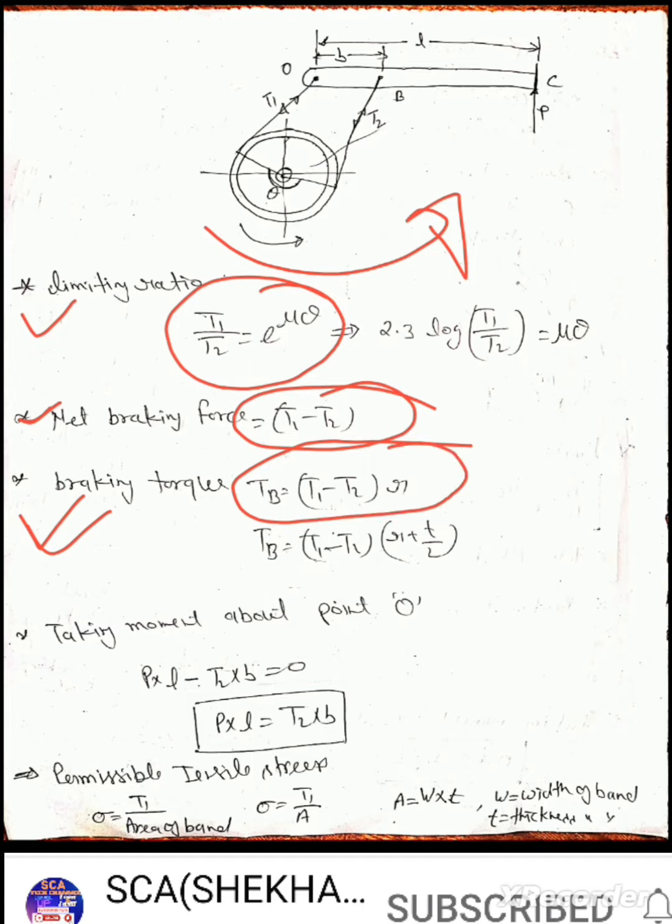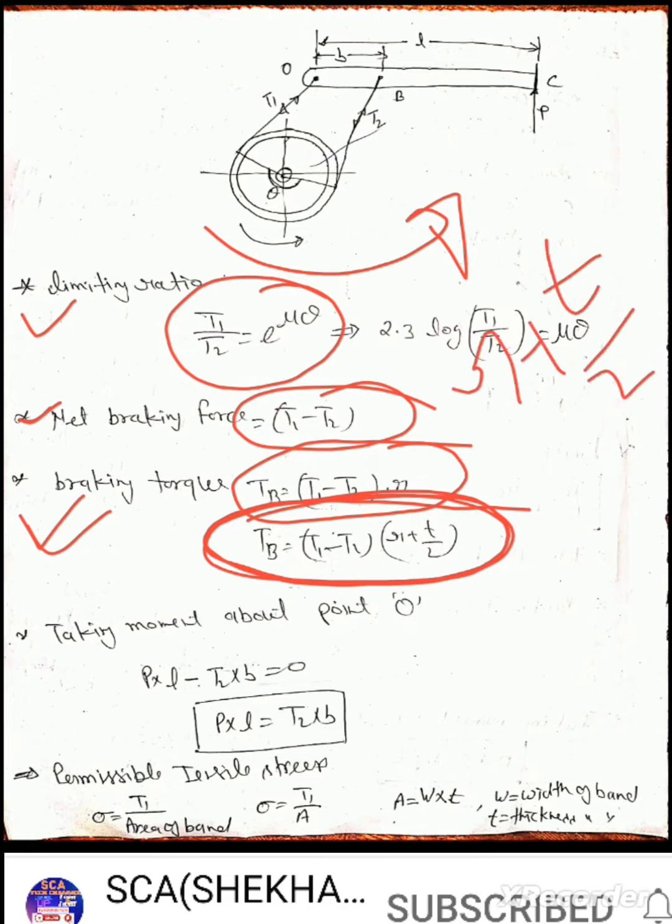T1 minus T2 into R will be used when neglecting the thickness of band, and T1 minus T2 into R plus t by 2 will be used when considering the thickness of band. Here R plus t by 2 is equal to Re. Re is the effective radius of drum including belt thickness.